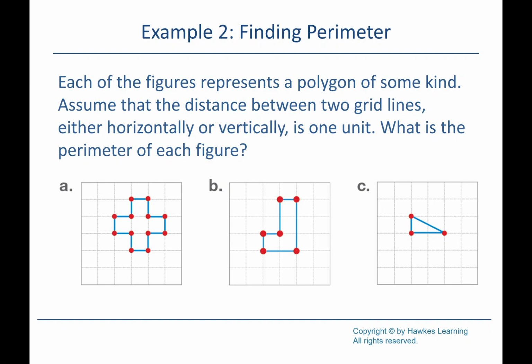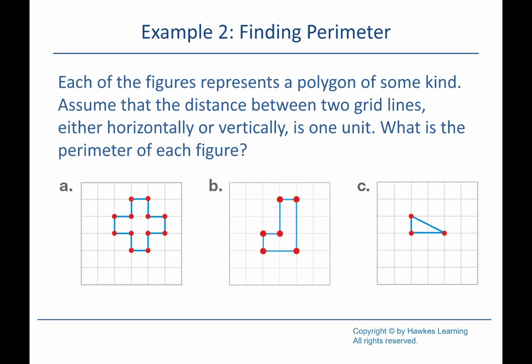So on A, what would our perimeter be? How could we figure that out? We just start somewhere, and it doesn't matter which part you start on, and we just want to add up all the sides. On this one, all the sides are 1 unit, so we're really just counting how many we have.